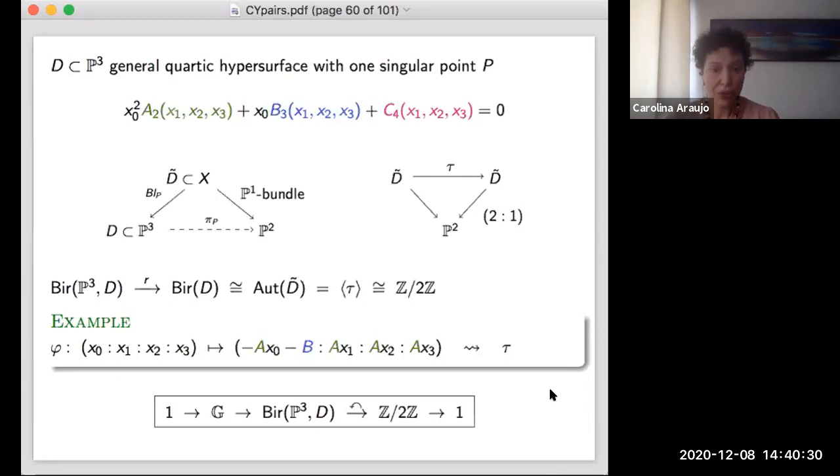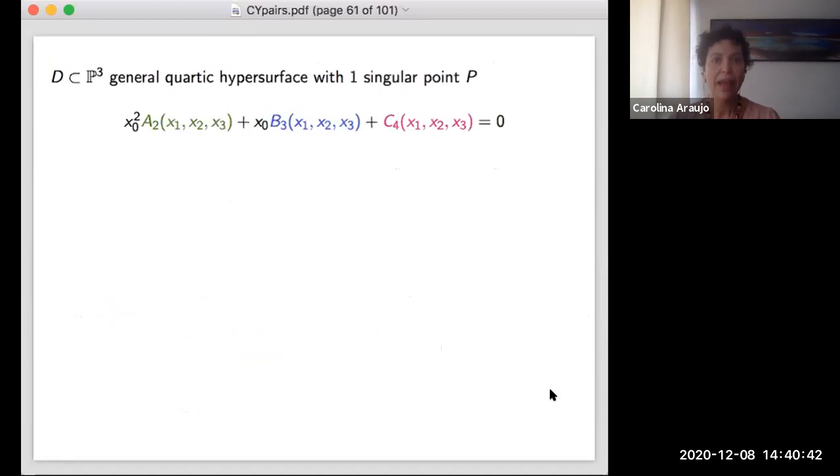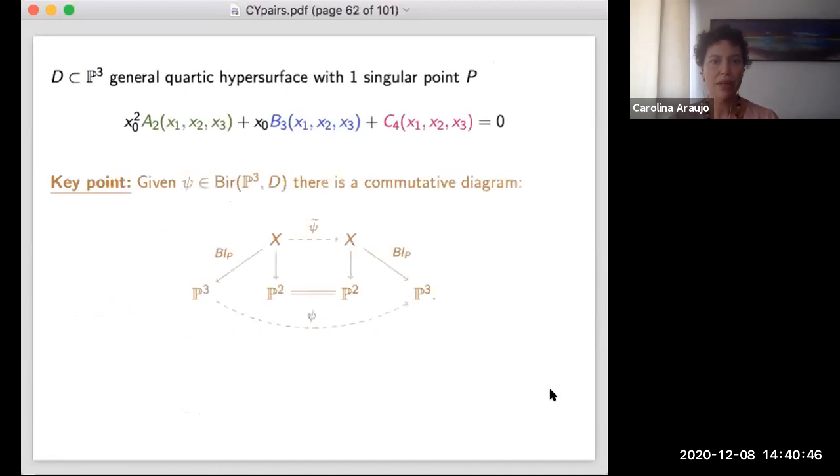Okay, so in order to prove the theorem, now we have to describe the kernel of this restriction homomorphism, which I denote by G. And let me tell you how we do this. Now there is the key point of the proof, and this is really where all the work is: to prove that given any birational transformation of P3 that stabilizes D, it factors through a commutative diagram like this.